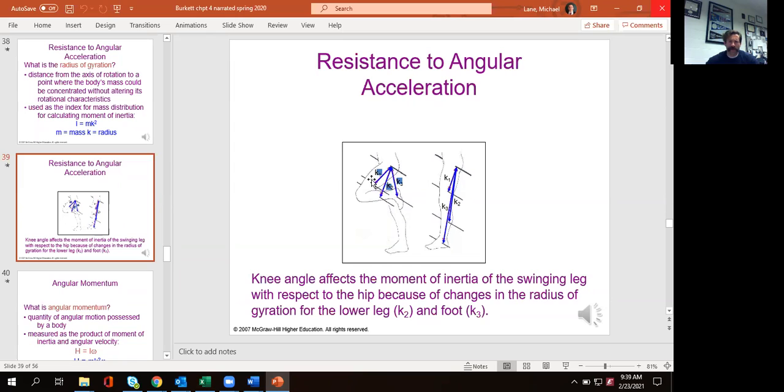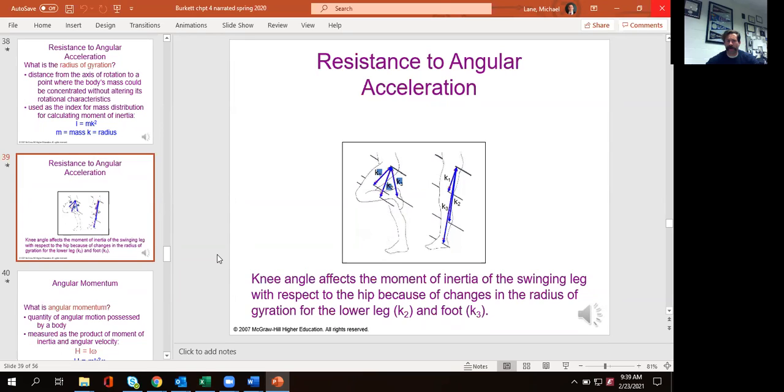So in this example of somebody sprinting, we've got the center of mass of the thigh, center of mass of the lower part of the shin or the shank, and the center of mass of the foot. So we have a much smaller radius of gyration when we happen to have that bent knee position. Whereas when that leg is straight, notice those center masses are much further away. So we're going to have a much greater resistance to motion.